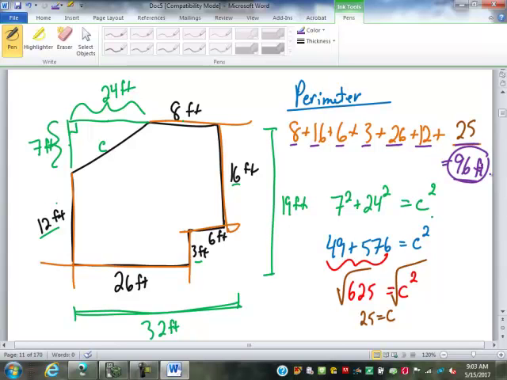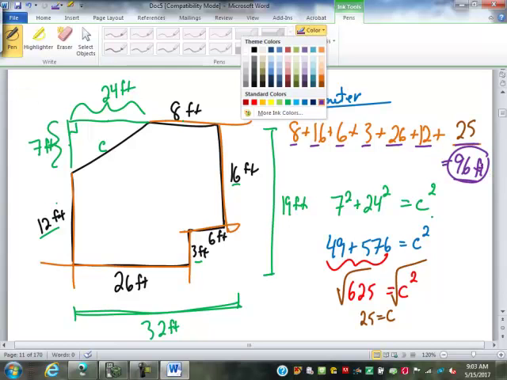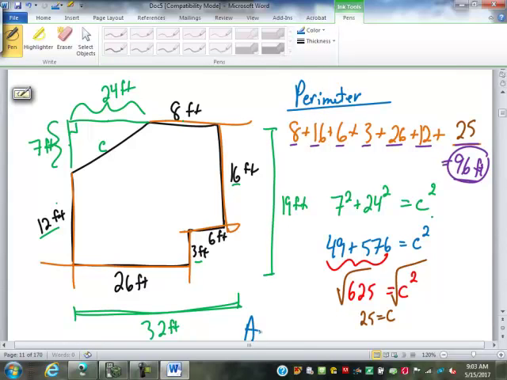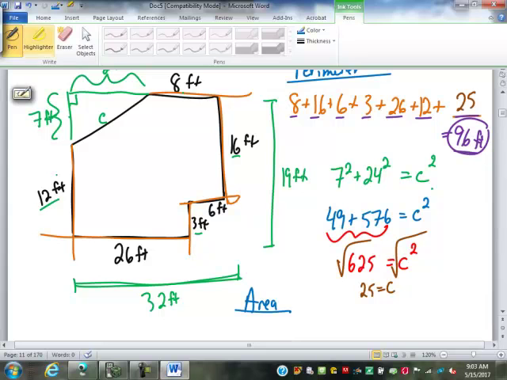Now that I've done all that work for finding the perimeter, the area of this piece is going to be pretty simple to find. To find its area, I'm going to do the area of the big rectangle. That big rectangle is 32 by 19. Which is what, 608 square feet? Does that look right?